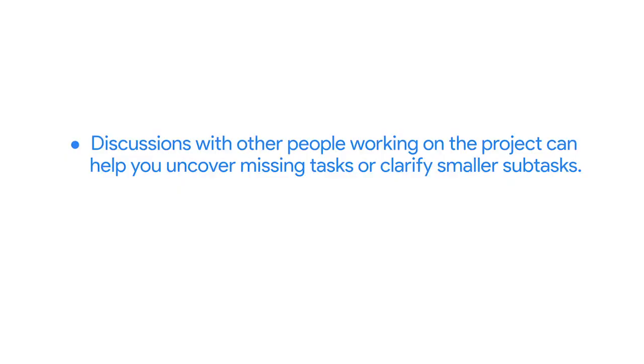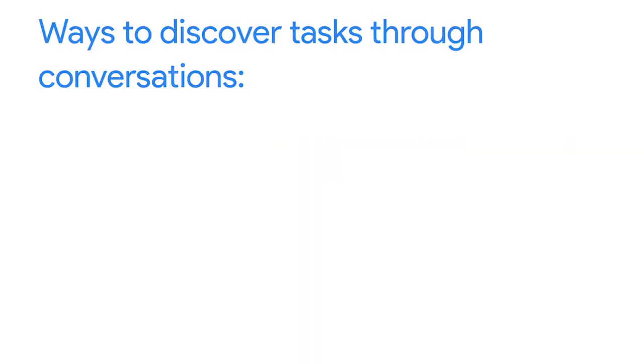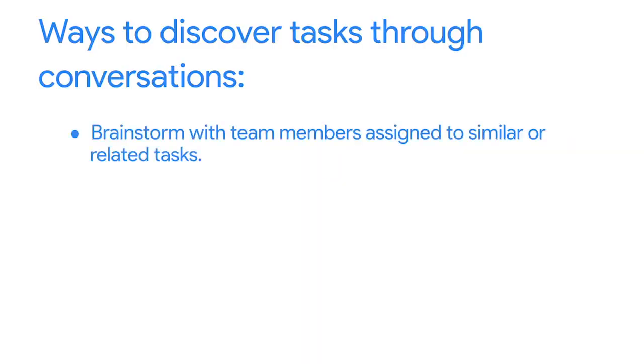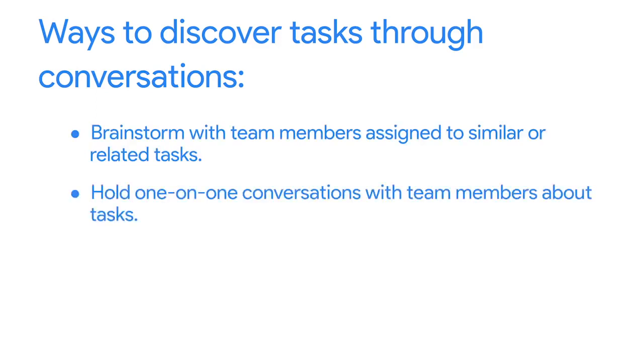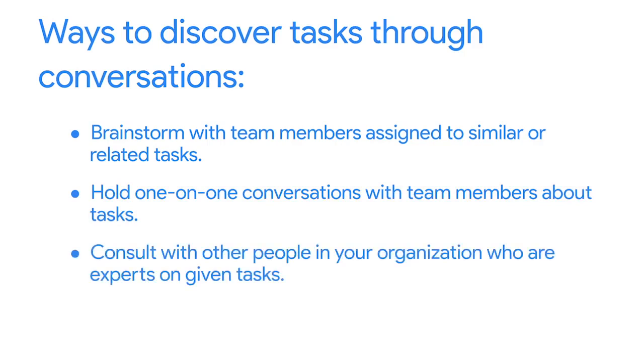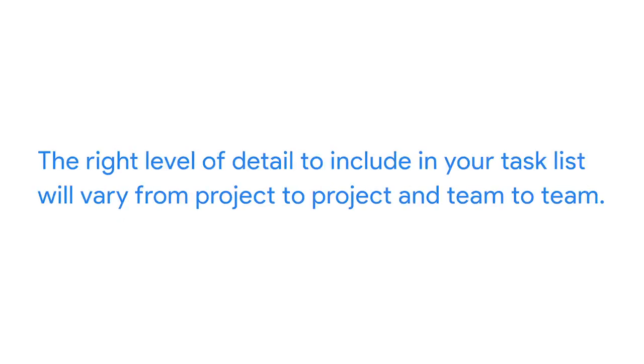Okay, let's do a quick recap. Discussions with other people working on the project can help you uncover missing tasks or clarify smaller subtasks. Some ways to uncover tasks include brainstorming with team members assigned to similar or related tasks, holding one-on-one conversations with team members about tasks, consulting with other people in your organization who are experts on given tasks, and having conversations with stakeholders.